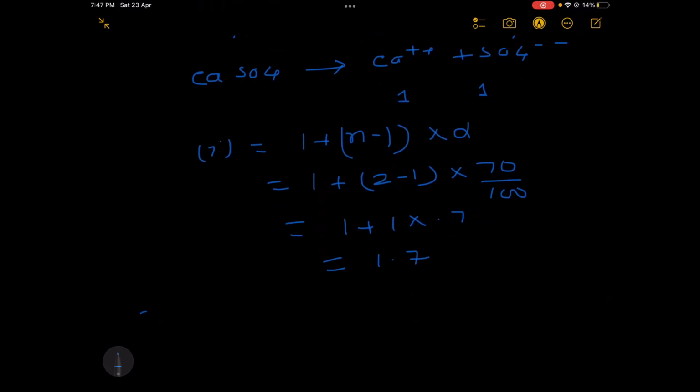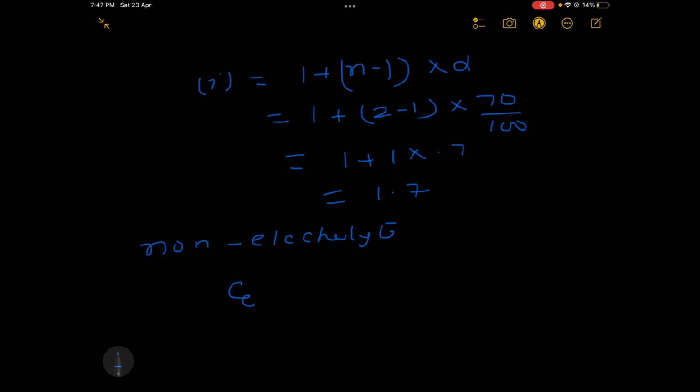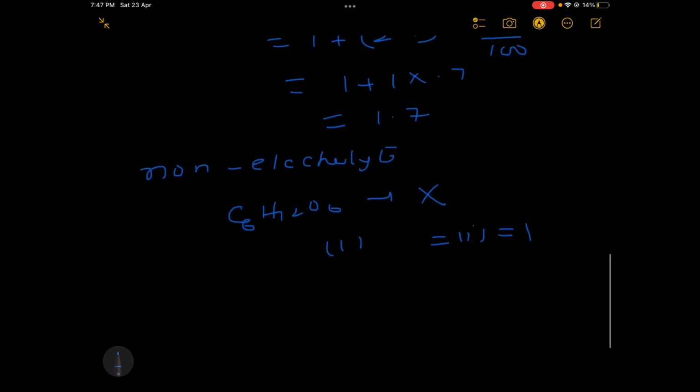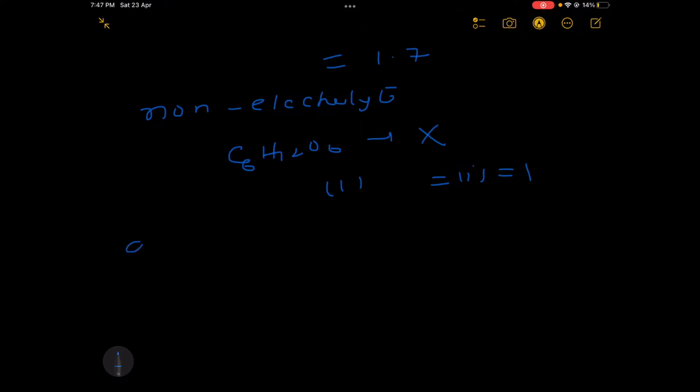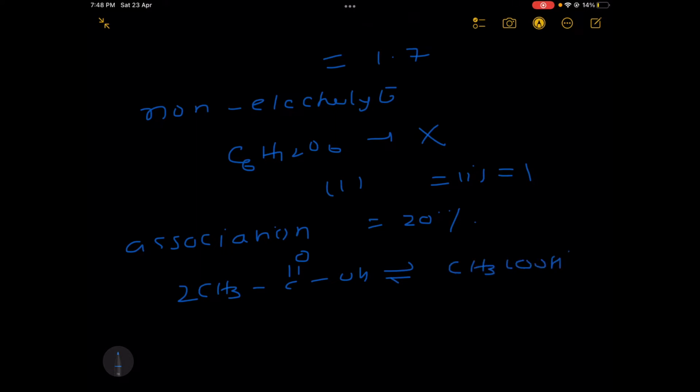For a non-electrolyte, the Vant Hoff factor will always be equal to 1, say, C6H12O6. You cannot dissociate it. That means the number of particles remains 1, and that is why the Vant Hoff factor remains 1. But for a dimerized compound, for an association group, for example, 20% associated acetic acid, CH3COOH, the 2 molecules associate because of dimerization, and this becomes (CH3COOH) whole twice.